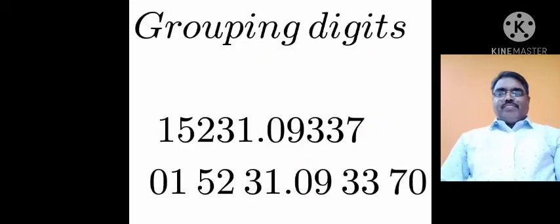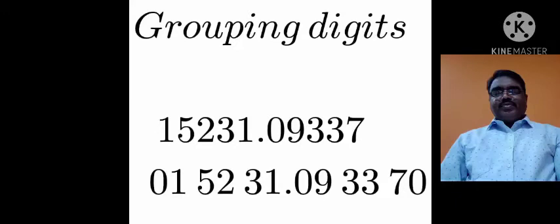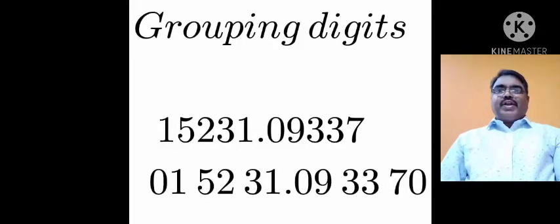Let us see one more example. Here, starting from the decimal point, move towards the left and towards the right. When you move towards the left, make 31 as one group, 52 is another group, and 1 is left over. By taking 0 to the left side of 1, you can make 01 as one group. You can take any number of zeros to the left side of an integer, and its value does not change. Finally, 01, 52, 31.